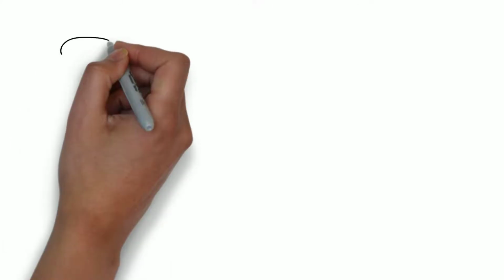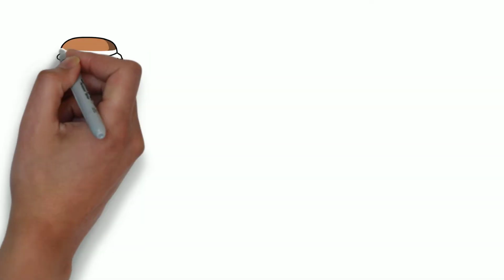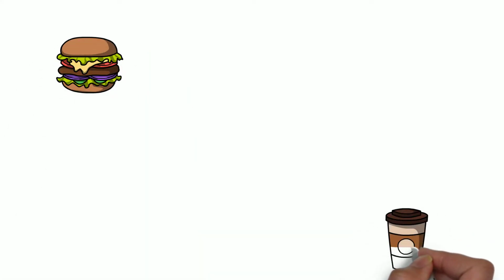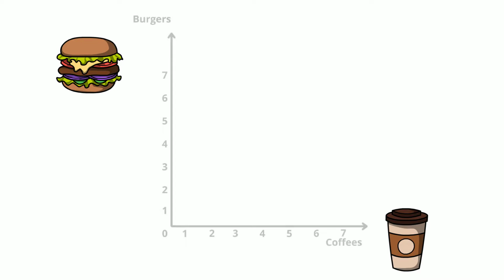As I spoke about in my earlier video on the concept of utility, economists like to simplify the world. That's also what we're going to do today in this video, so assume there are only two goods in this world. Say you like burgers, but you also like coffee. We can draw this in a graph. On the y-axis we have the number of burgers you buy in a week, and on the x-axis the number of coffees you buy in a week.